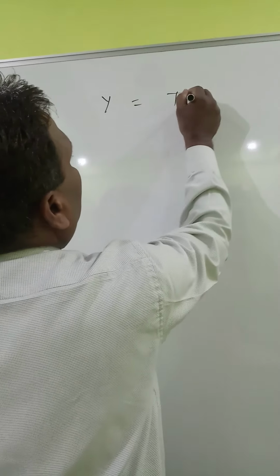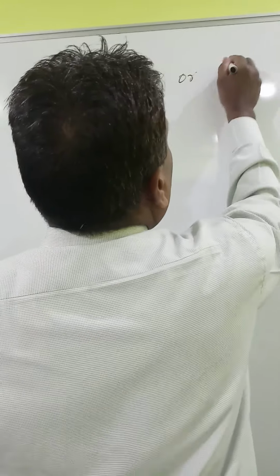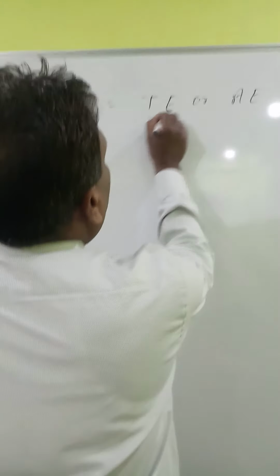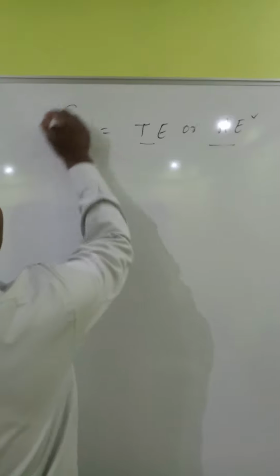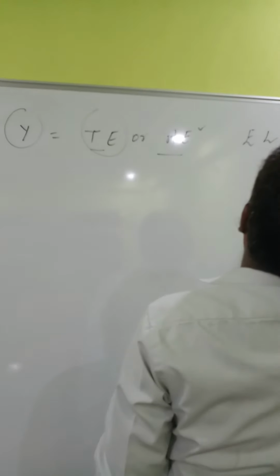Y is equal to total expenditures or aggregate expenditures. Total expenditure is also known as aggregate expenditure. Wherever we find the equality between the total income and total expenditure, we find the equilibrium level of national income. This factor must be kept in your mind.